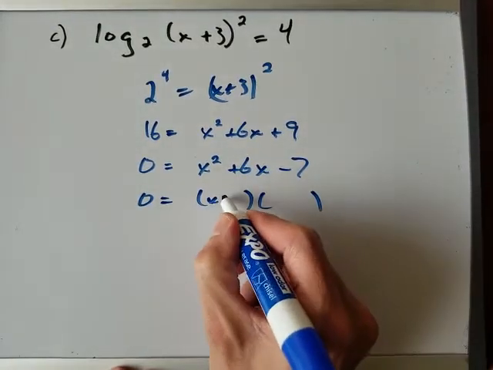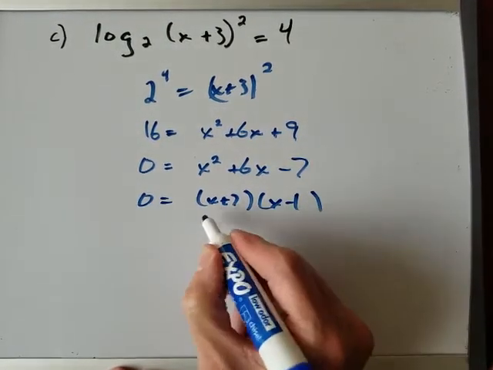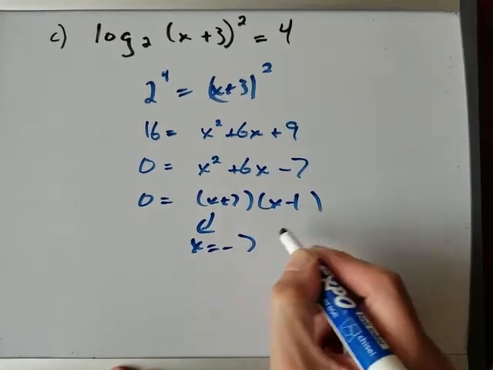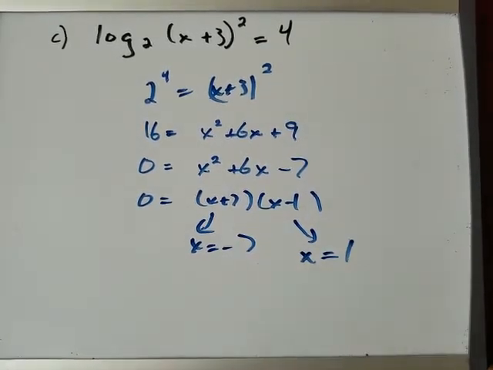And this guy factors quite nice. (x + 7)(x - 1), and now we have our two values: x equals negative 7, and x equals positive 1.